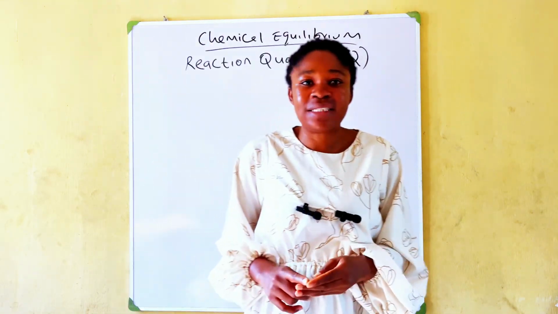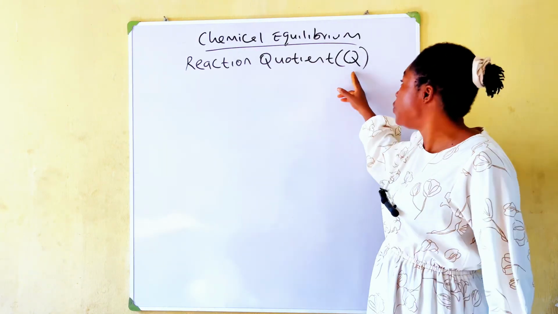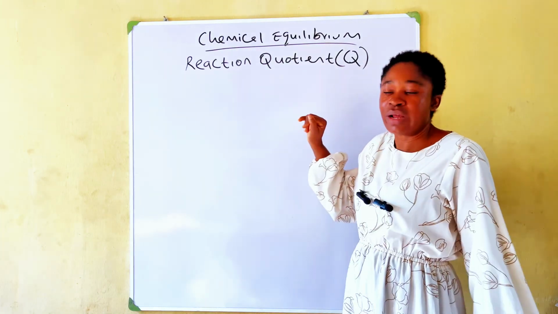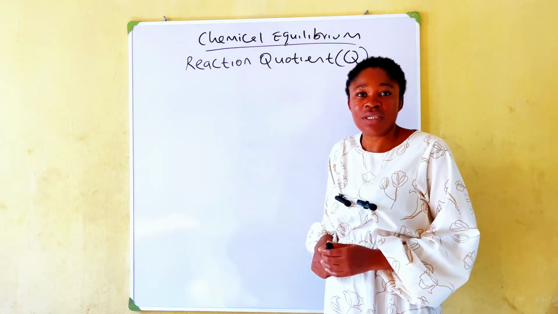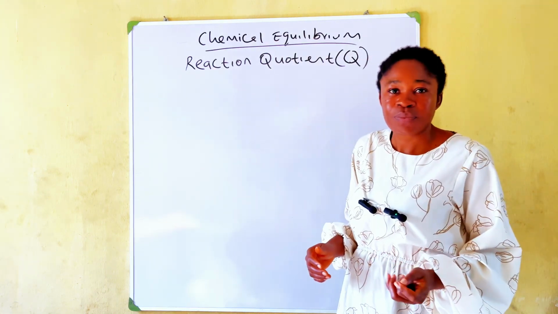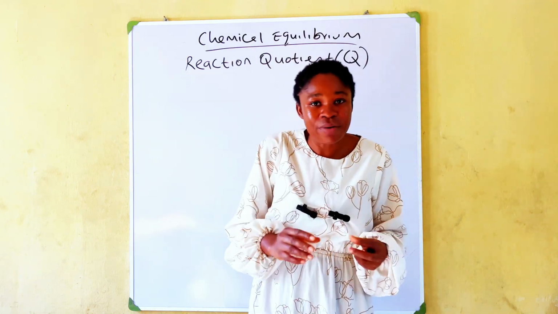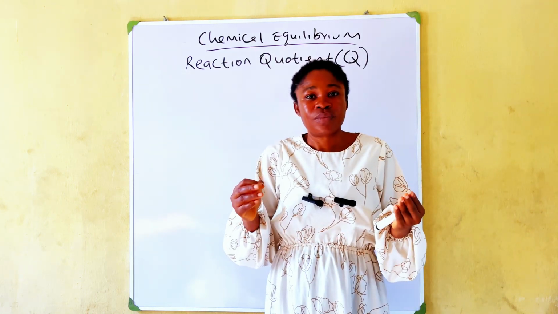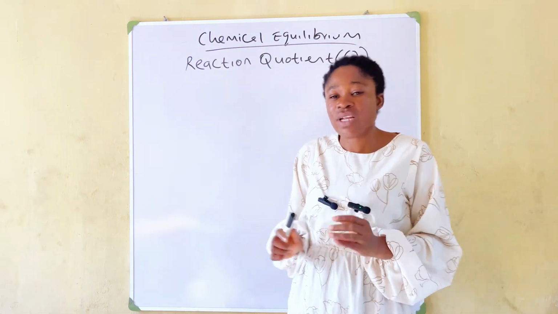Today's topic is looking at the concept of reaction quotient. So this Q is a symbol for what? Reaction quotient. Okay, so let's define reaction quotient. Reaction quotient is the ratio of the concentration of the products to that of the reactant under any experimental condition. Okay, let us consider this equation.